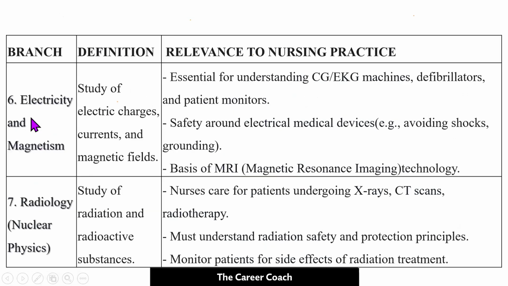6. Electricity and magnetism is another branch of physics that studies electrical charges, current, and magnetic field. How is it relevant to us? It is essential for understanding ECG and EKG machines, defibrillators, and of course, patient monitors. Safety around electrical medical devices, such as avoiding shocks and grounding. When you understand electricity and magnetism, you'll be able to apply safety in using electrical devices. It is also the basis of MRI, and every technology behind magnetic resonance imaging.